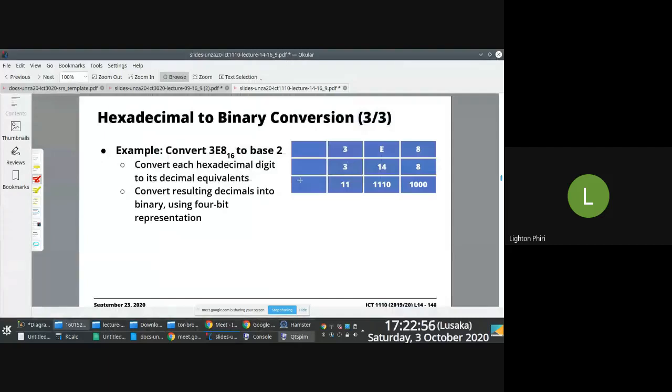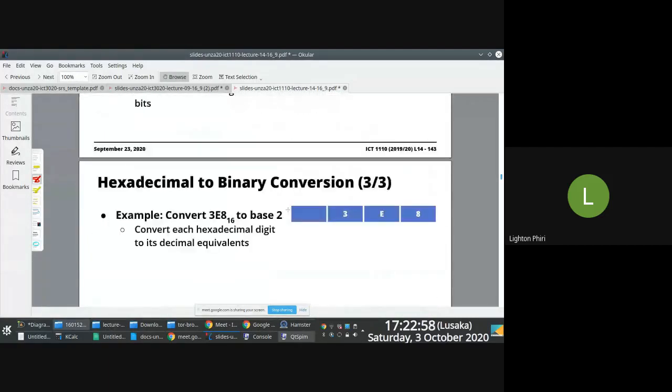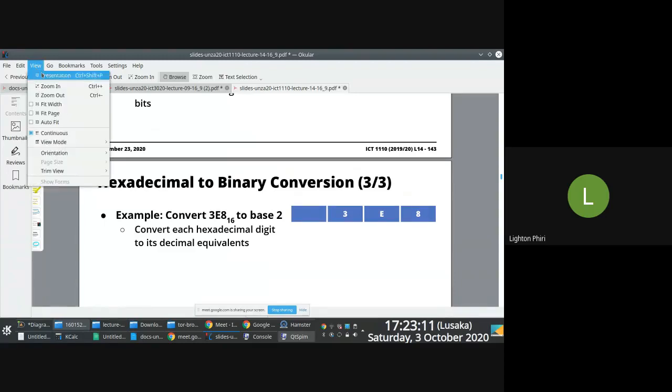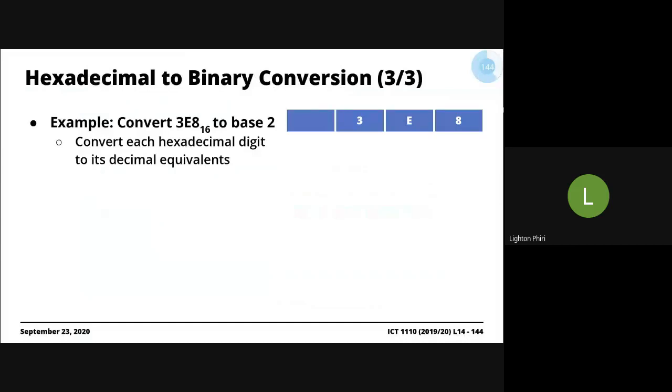But what Lighton is doing now is skipping certain steps here. If you notice, hexadecimal to binary, I'm skipping certain steps because I'm assuming that you know how to convert from decimal to binary. Observe in this example, where we're trying to convert 3e8, the first thing we have to do is convert each of these symbols into the equivalent decimal symbols. 3 is 3, E is 14, 8 is 8, right?